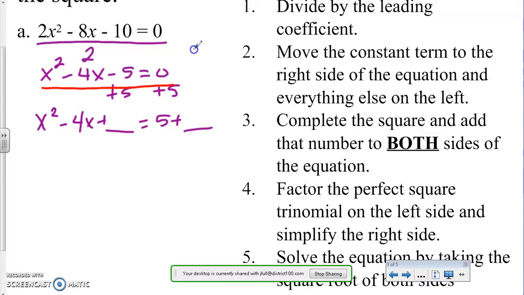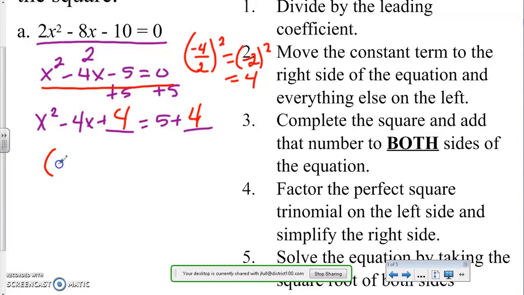So I'm going to take negative 4 and divide by 2, which gives me negative 2. And then I'm going to square that. Negative 2 squared is 4. So I'm going to add 4 to both sides. After I'm done with that, I'm going to go ahead and factor just like we did before.